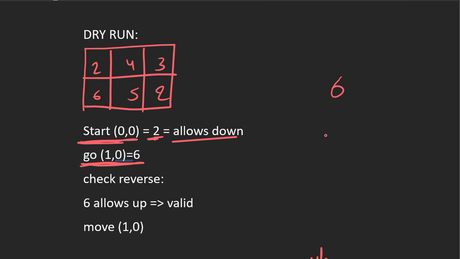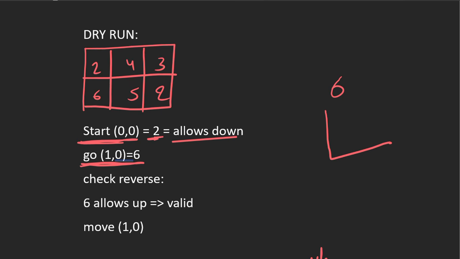So see, 6 allows this direction, up and right. So we are allowed to go from 1 comma 0 to 0 comma 0 using 6. So basically it is a valid move, right? So we move to 1 comma 0.